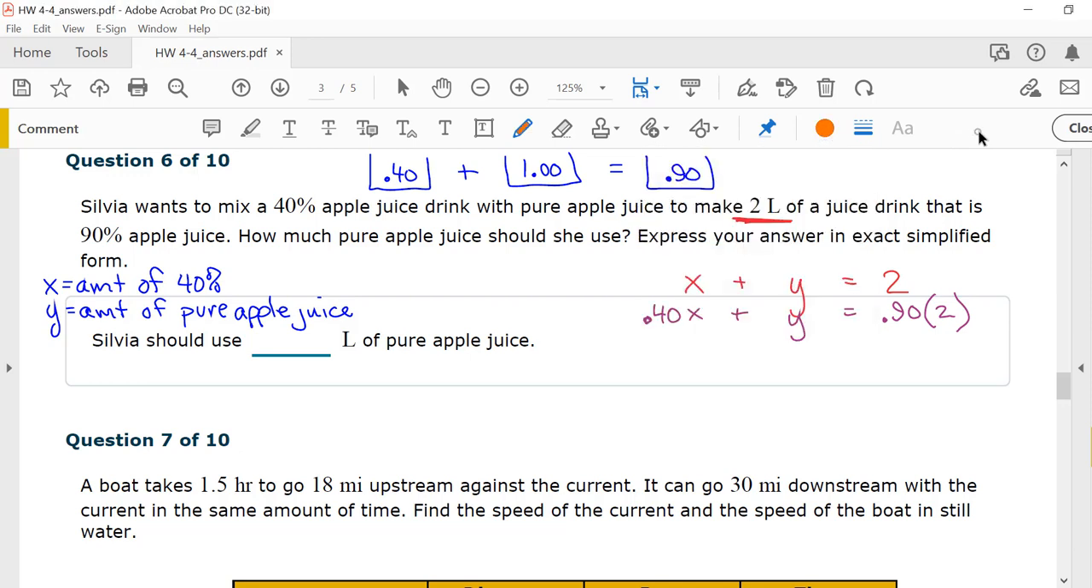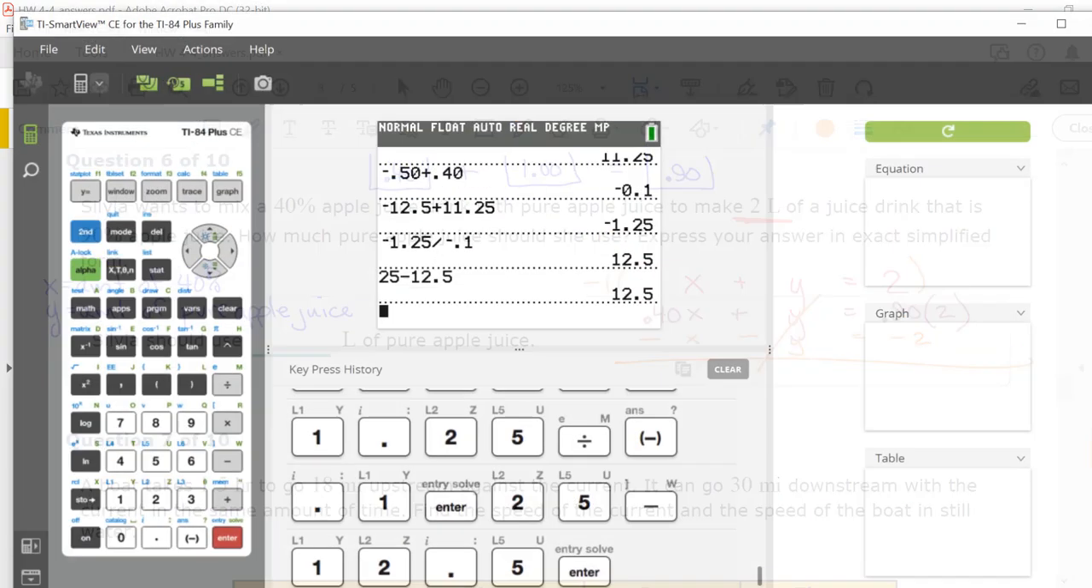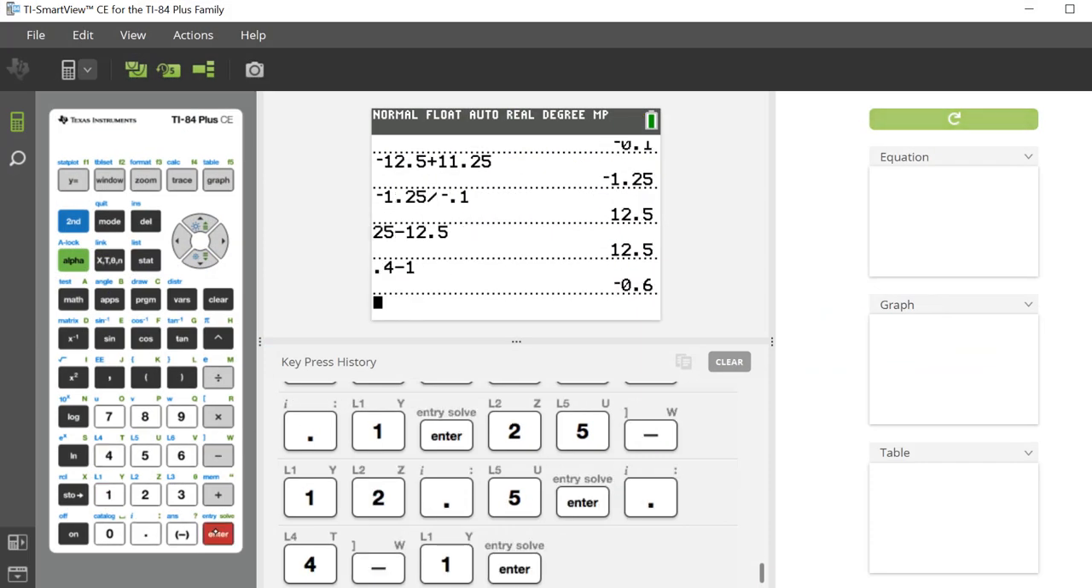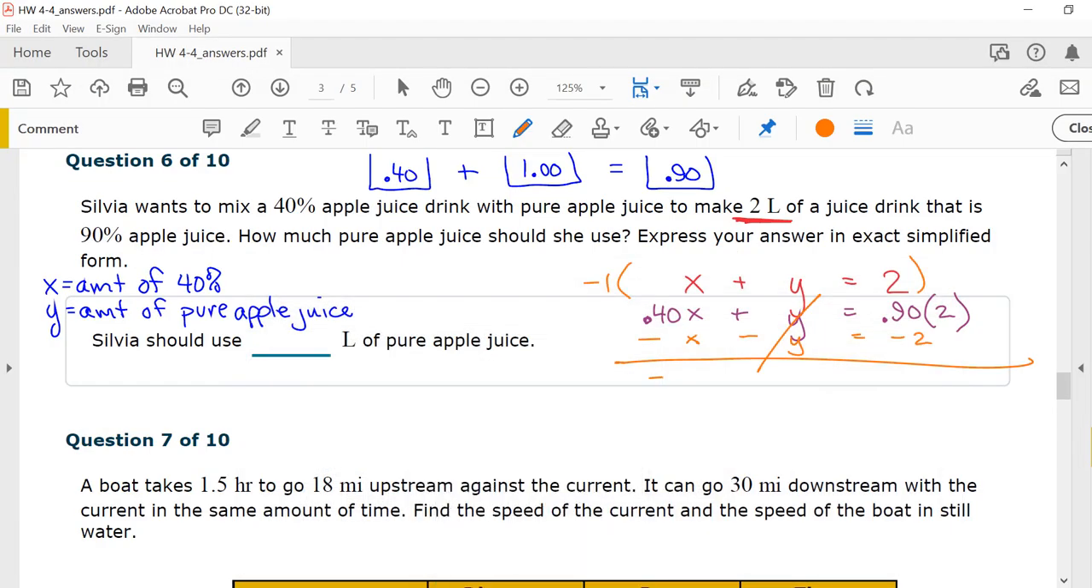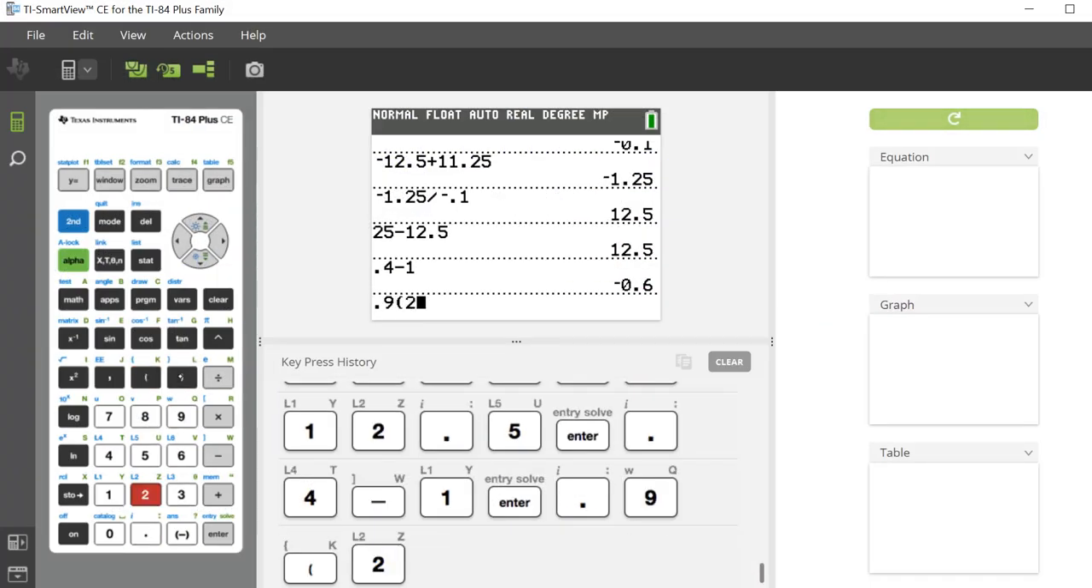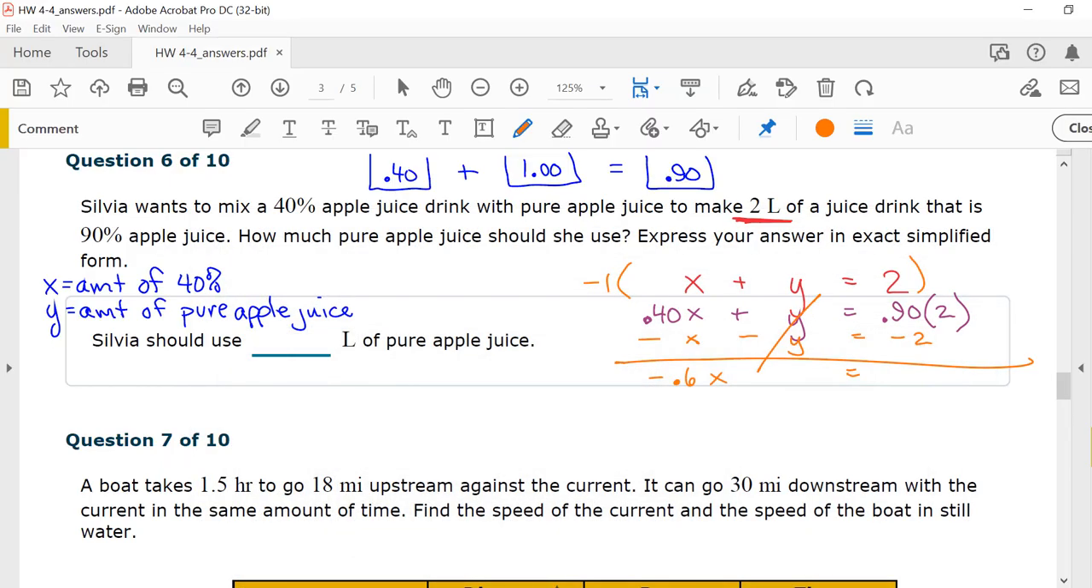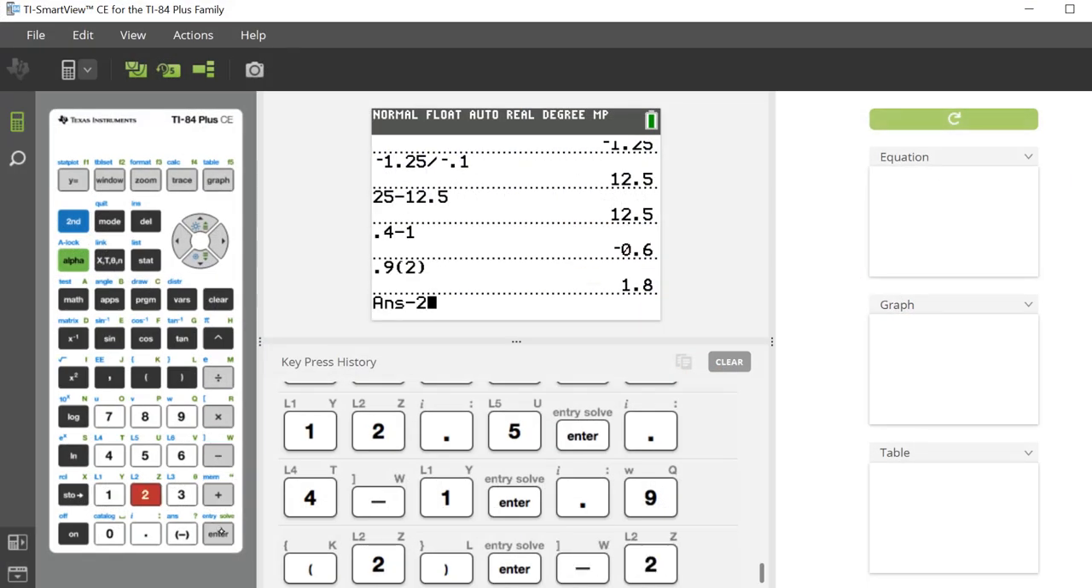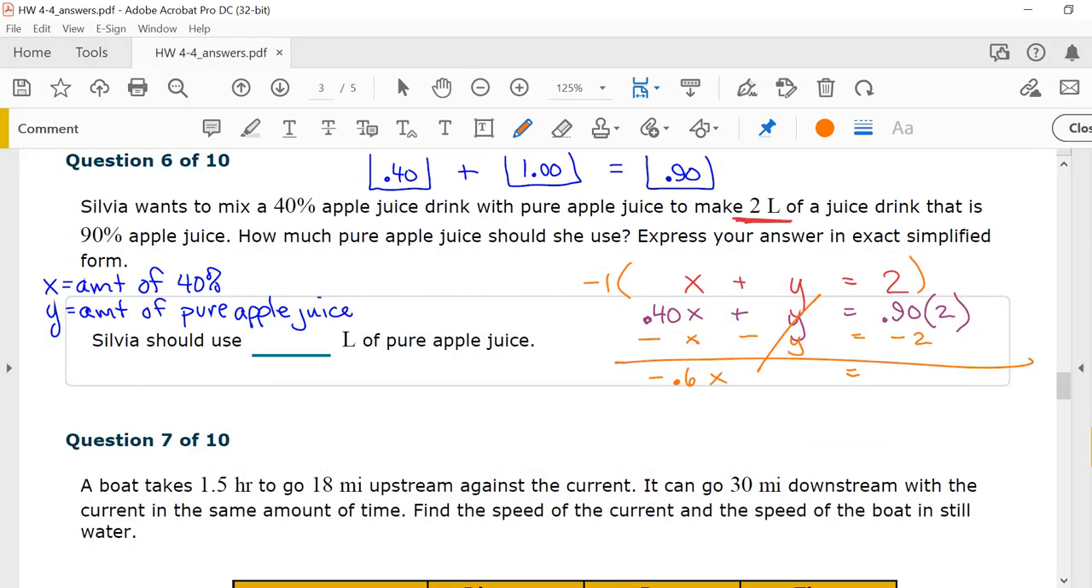All right, if I multiply that top equation by -1, I would get negative X minus Y equals -2. The Y's would be gone. 0.4 minus 1 is -0.6 X equals 0.90 times 2, and then to that number, I want to subtract 2. So I get -0.2.